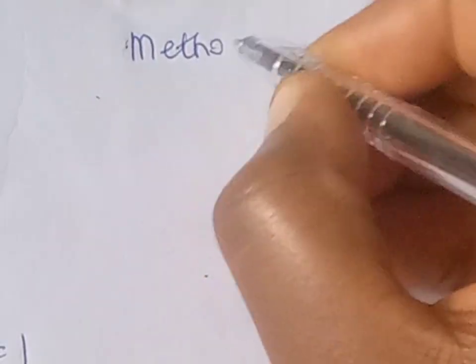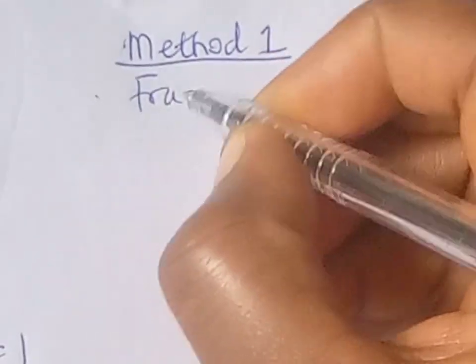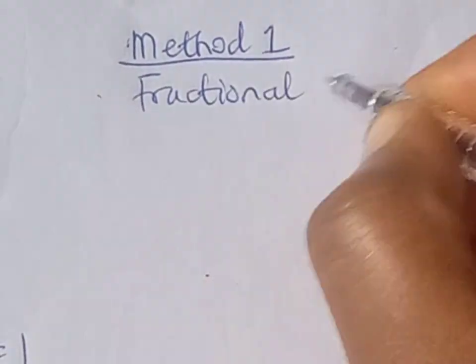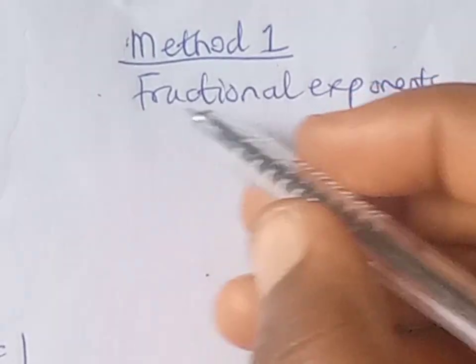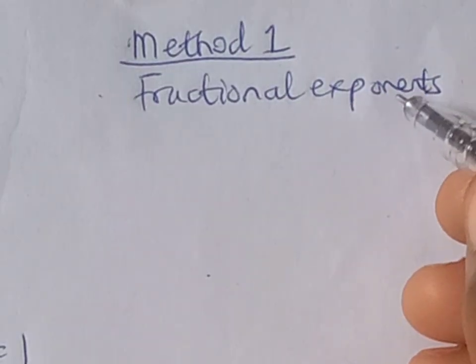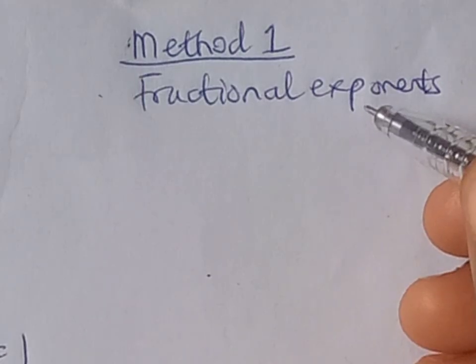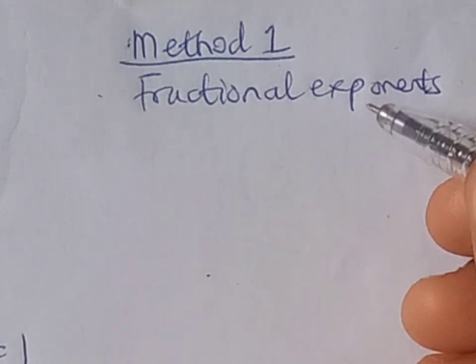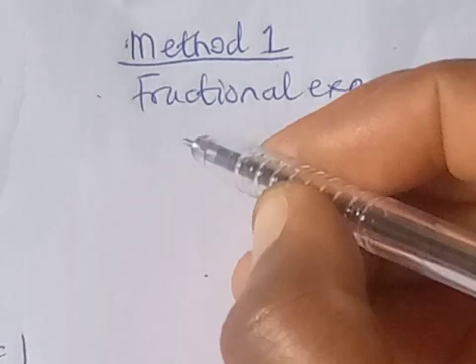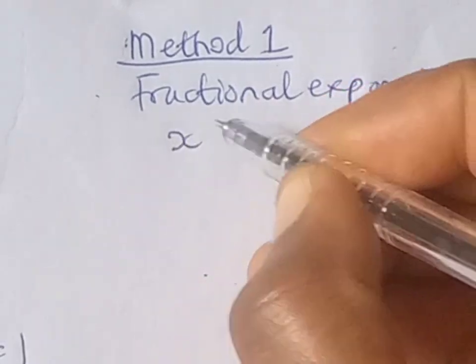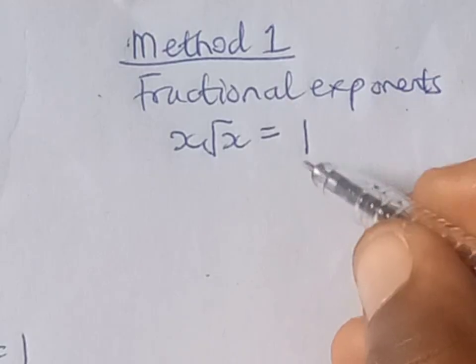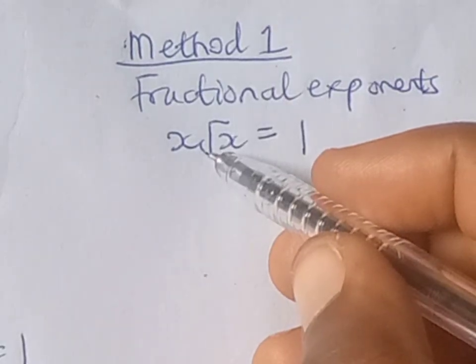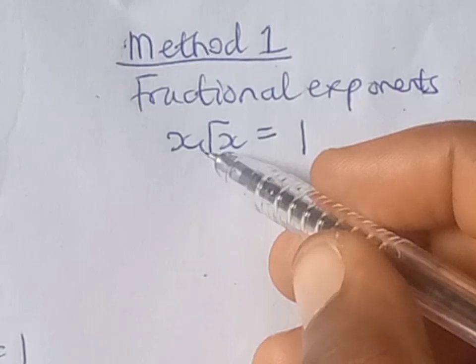Method 1, the fractional exponent. So this is the first method we shall be using to solve this equation. Now let's look at the most elegant way to solve our equation, which is x root x equals 1. Remember, a square root is just a fractional exponent in disguise.